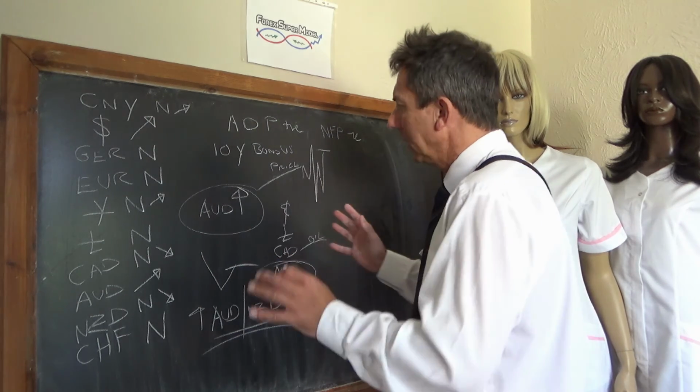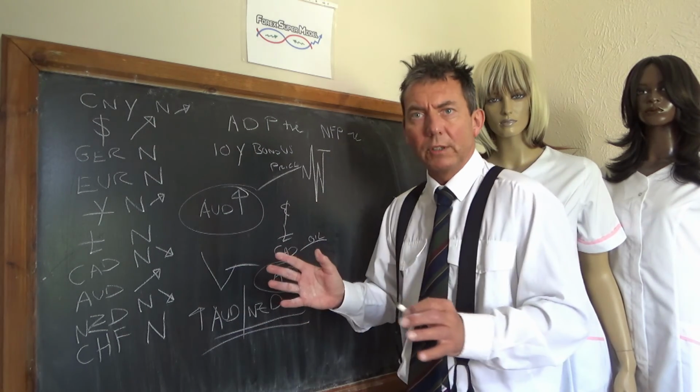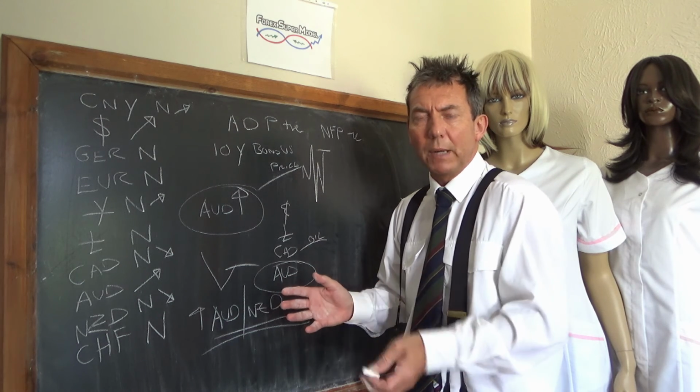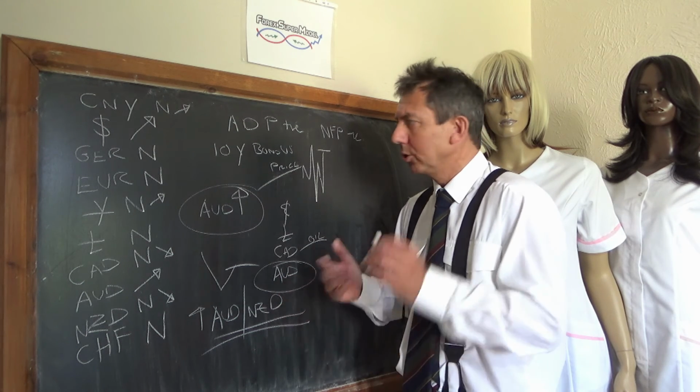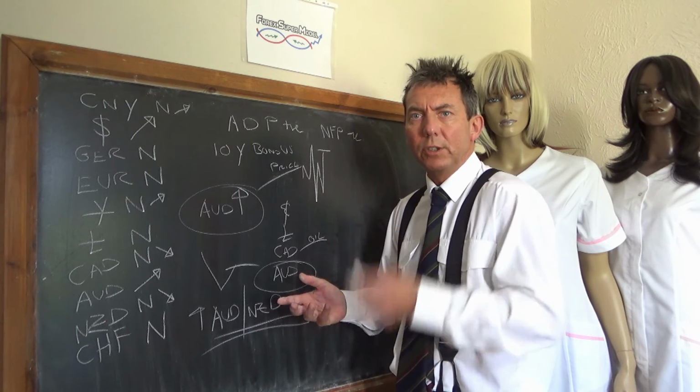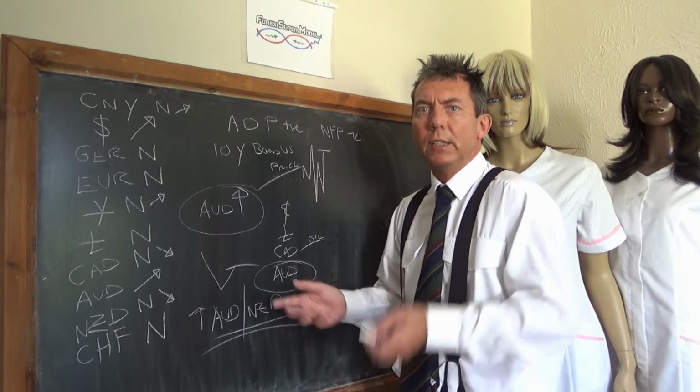So basically, we're going to bash on with our shorting the dollar against the euro, the pound, and the AUD, and we're going to short the hell out of the NZD against the euro, the pound, the CAD, and the AUD. So that's where we are.